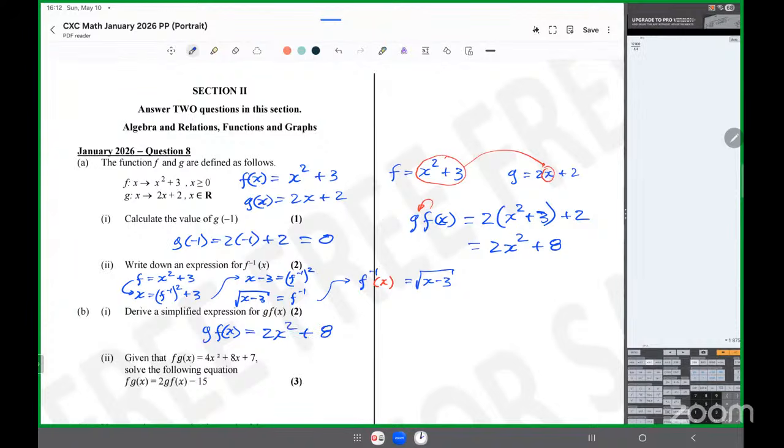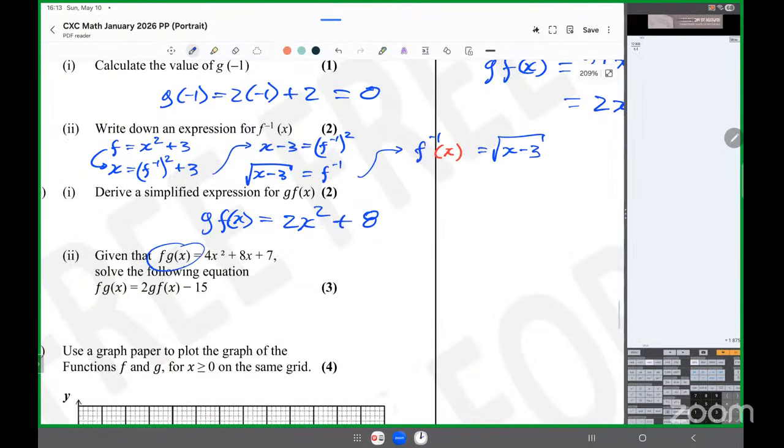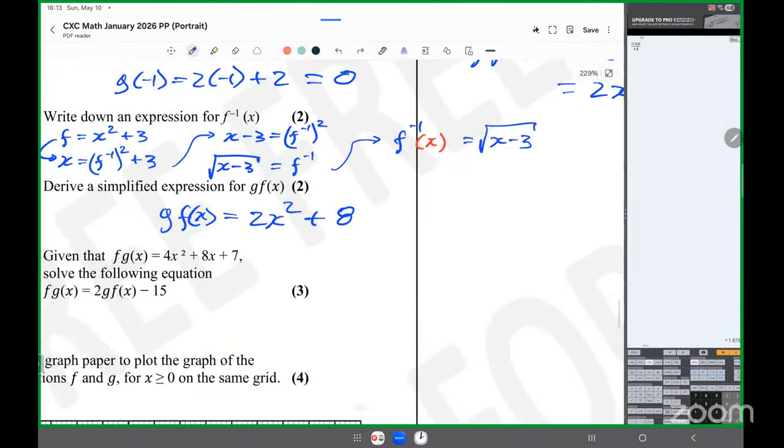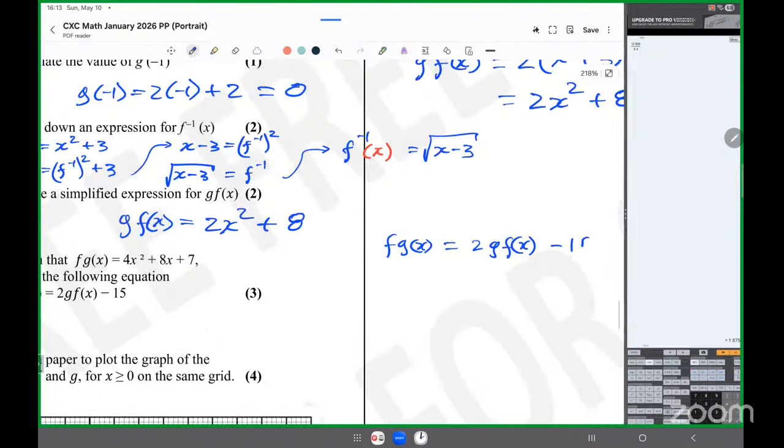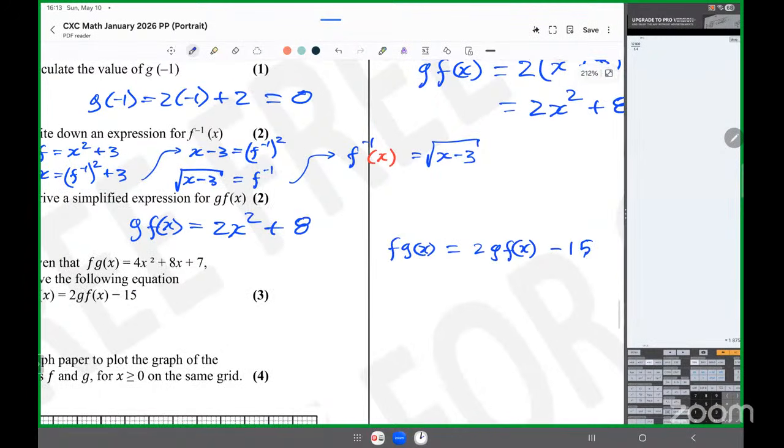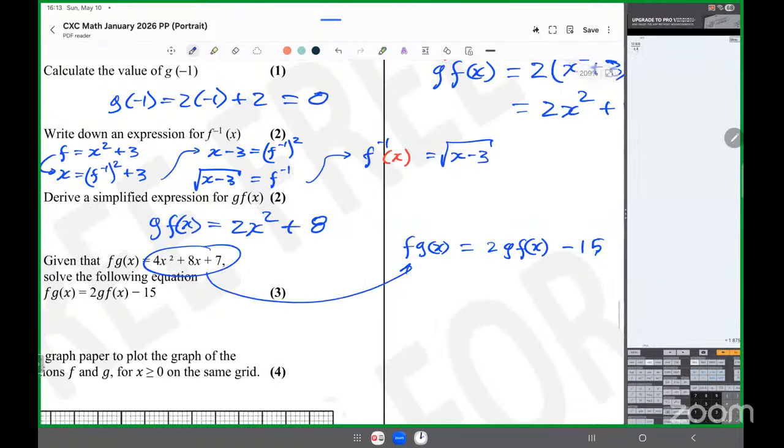That is it. Next part now says f of g is equal to this. Not g of f, no, f of g. Notice the reverse. F of g is equal to this. Solve this equation. So we're solving f of g of x equals 2 times g of f of x minus 15. All right, that's what we're solving. So the f of g is this one, coming on the left side right here. So that is 4x squared plus 8x plus 7.